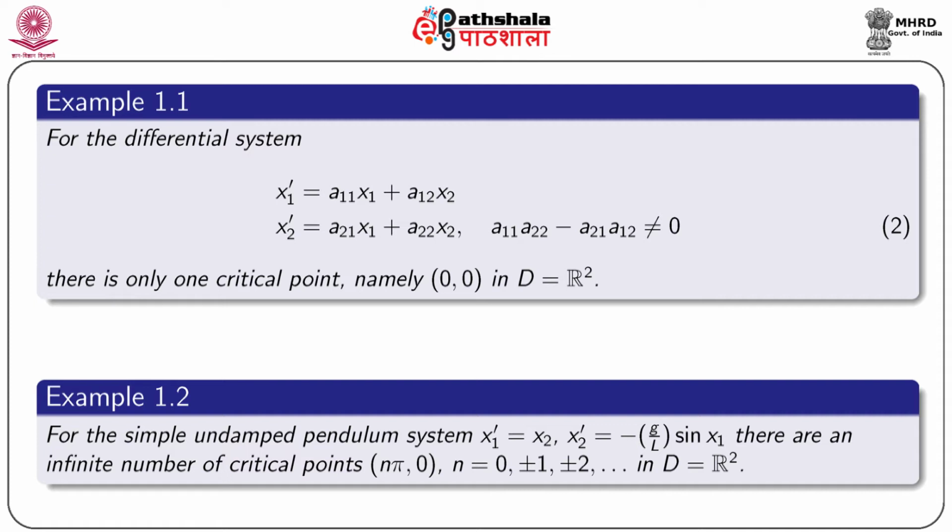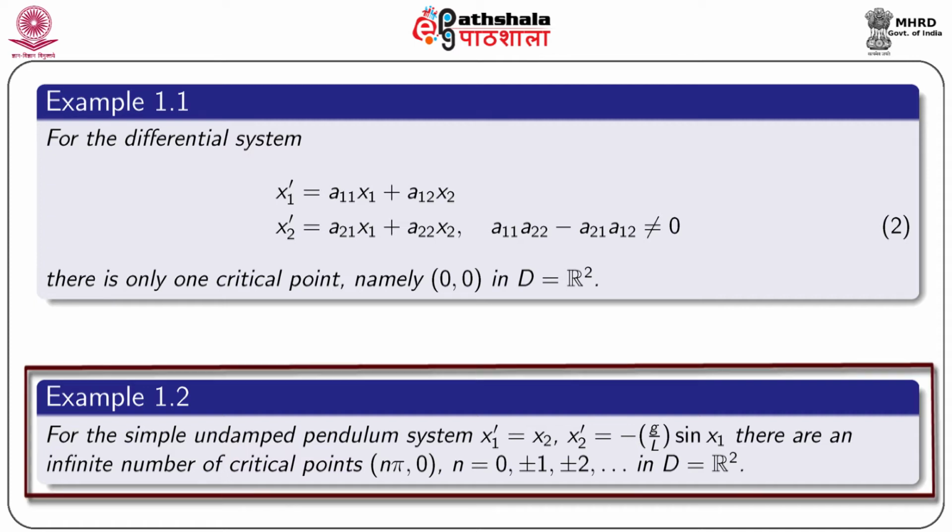In the second example, which describes the motion of a simple undamped pendulum, dx1/dt is equal to x2 and dx2/dt is equal to minus g by L sin x1. If you put both these equations equal to 0, we will see that there exists an infinite number of critical points, namely (n pi, 0), where n equals 0, plus or minus 1, plus or minus 2, etc.